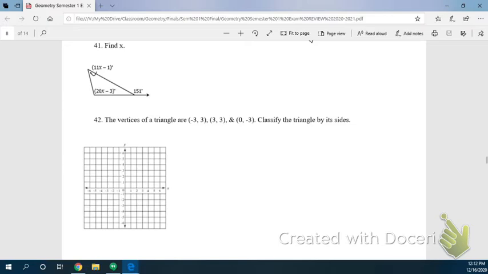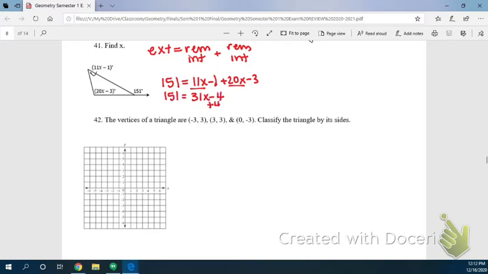Number 41 wants us to find x. This is using the theorem that I just discussed. The exterior equals the remote interior plus the remote interior. So our exterior is 151 equals, now let's add these up, 11x minus 1 plus 20x minus 3. When I combine like terms, I get 31x minus 4. Add the 4 over. I get 155 equals 31x, and when I divide by 31, I get that x is 5.